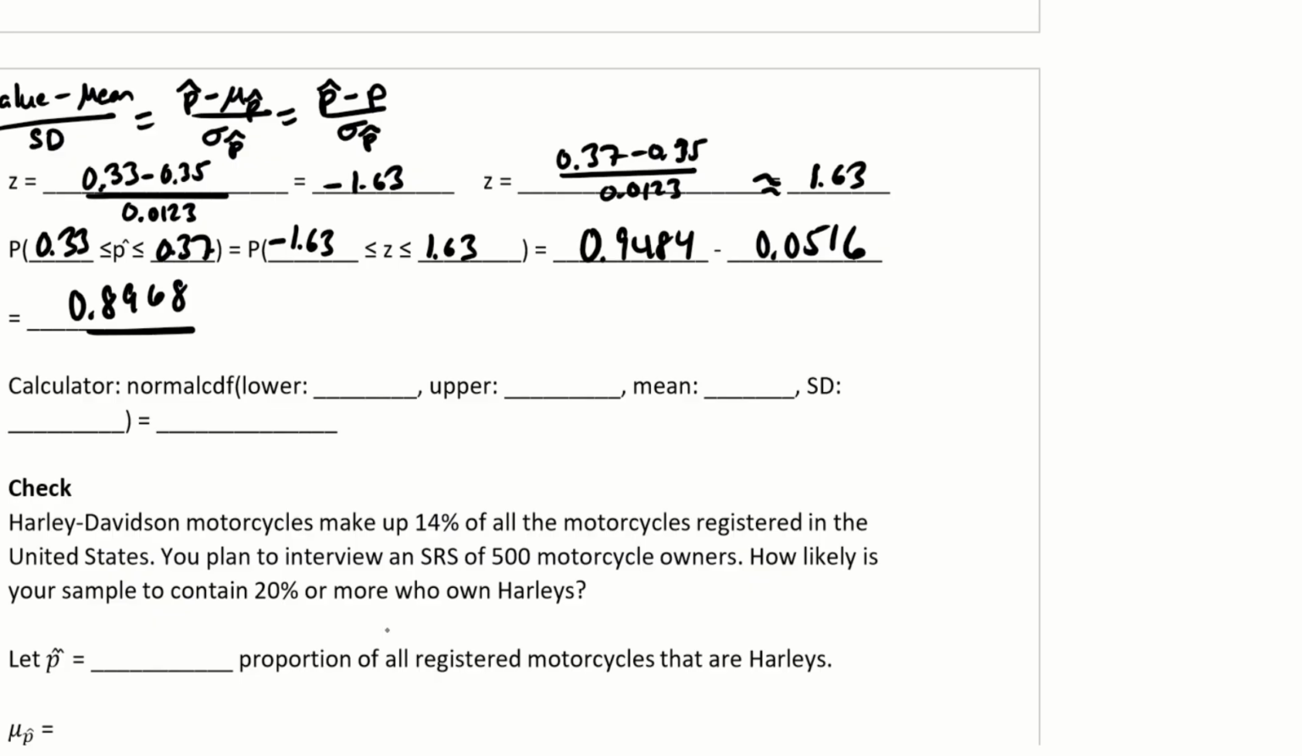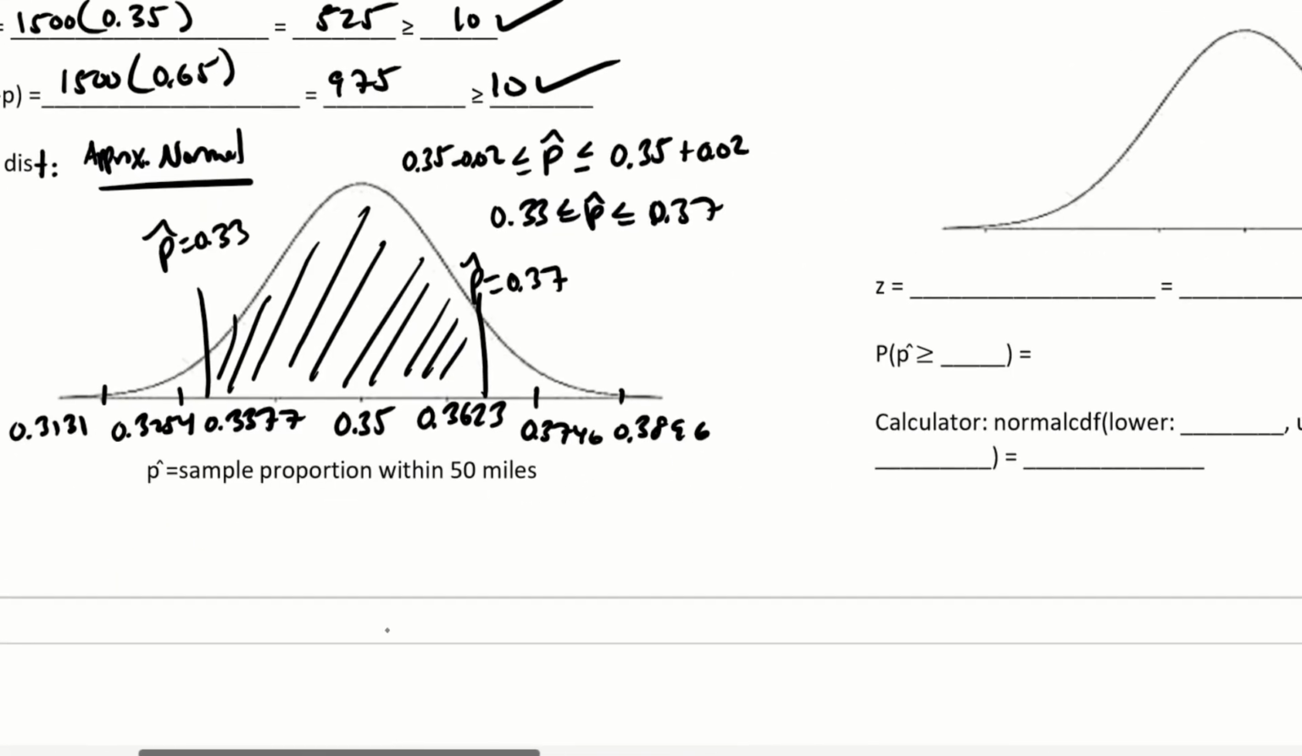All right, so now if we want to use the calculator, this is why we have this area. So the lower is 0.33, the upper is 0.37. We got our mean of 0.35.